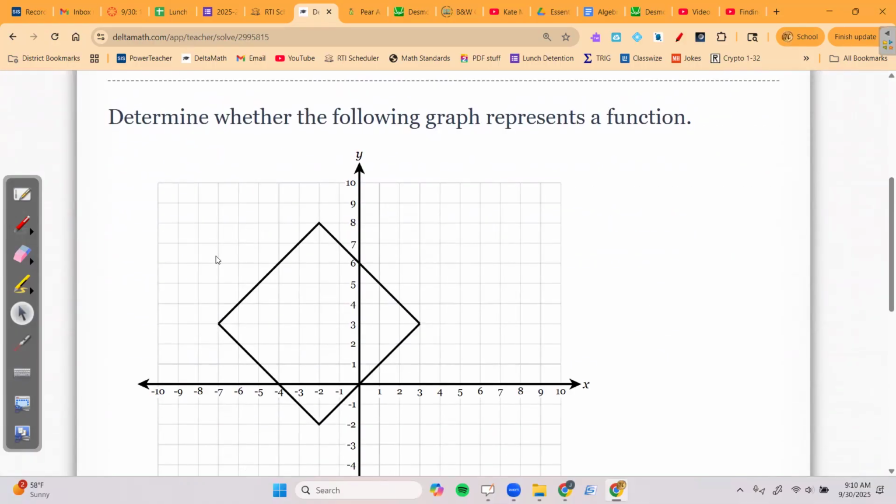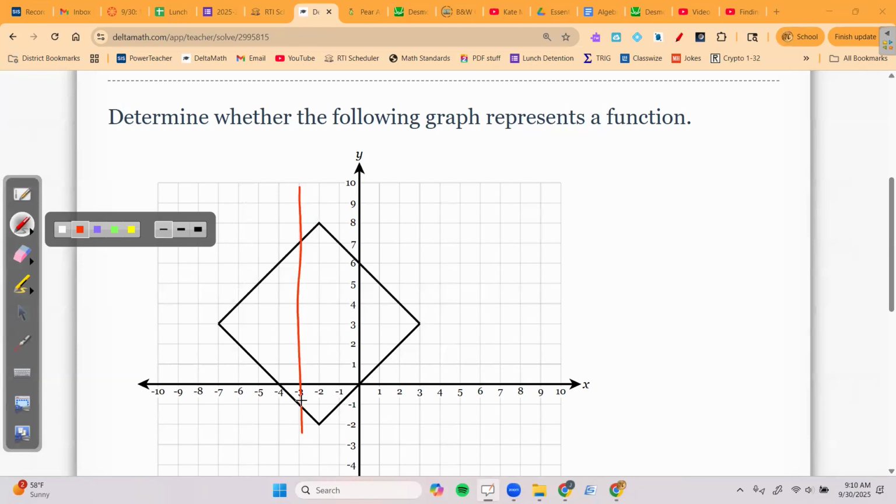You can clearly see that a vertical line, when pinging through, and I don't have a good vertical line tool here, but if I graphed a vertical line like right here, do you see how it would ping the graph twice? So clearly not a function, right? Any graph that exists at any point above or below itself is not a function, bottom line. Do you have any questions about that concept?